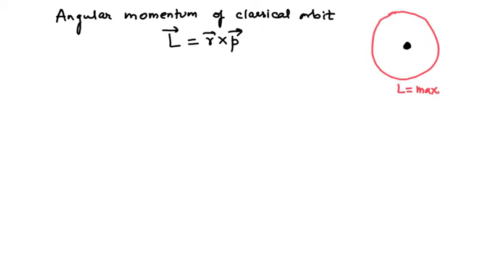Here in the diagram I am showing a circular orbit, for which angular momentum attains a maximum value. For a highly elliptical orbit, L will be 0. In order to give the complete specification of the orbit, it is required that we not only give the magnitude of the angular momentum vector but also its direction, just like in the case of any vector.